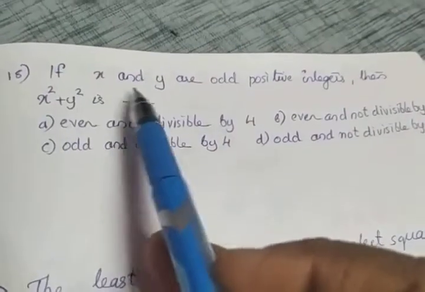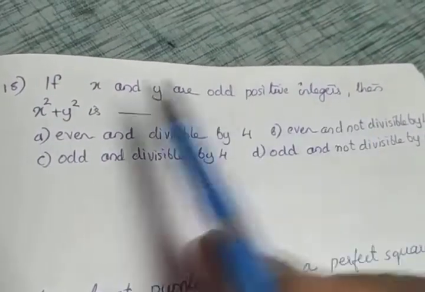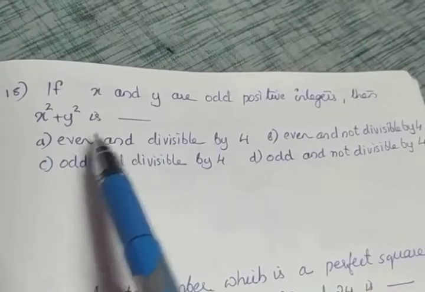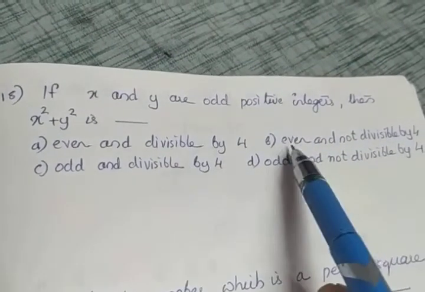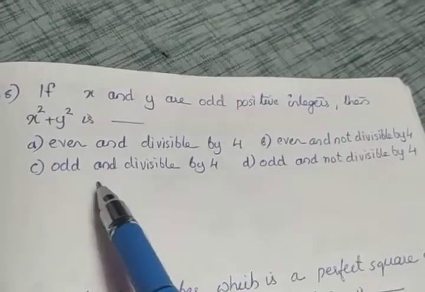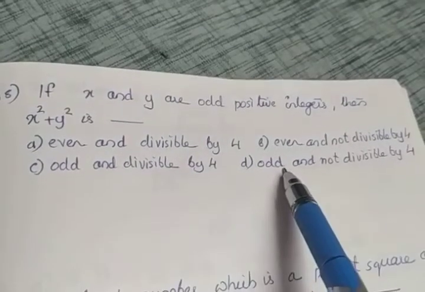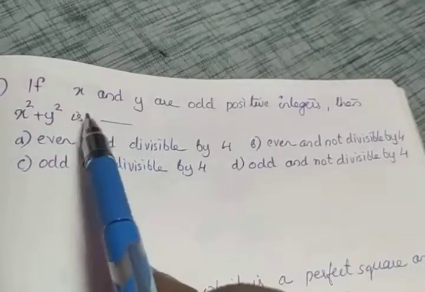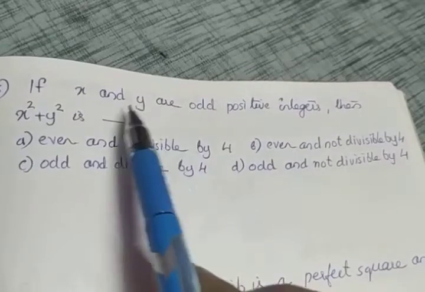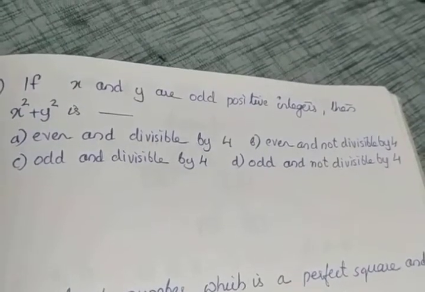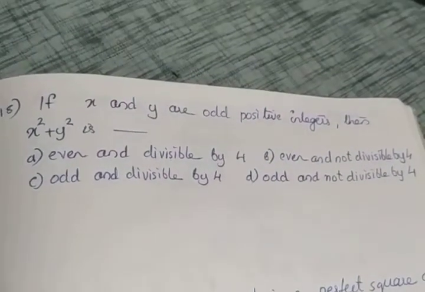Next one, if x and y are odd positive integers, then x square plus y square is dash. Even and divisible by 4, even and not divisible by 4, odd and divisible by 4, odd and not divisible by 4. X and y are odd positive integers. If you get a statement like this, just take one or two examples.